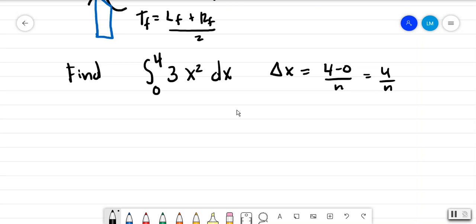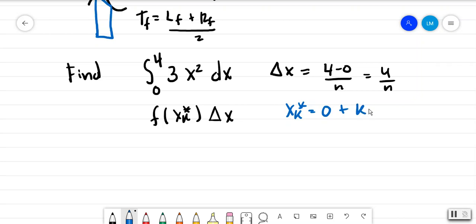Now from here, all that we need to do is say that, well, we need to find what f of xk star is multiplied by delta x. Now, in my case, I'm actually going to say that xk star is equal to the right endpoint. So we're going to have 0 plus k multiplied by 4 over n. So that's going to be, it sounds weird, but 4k over n.